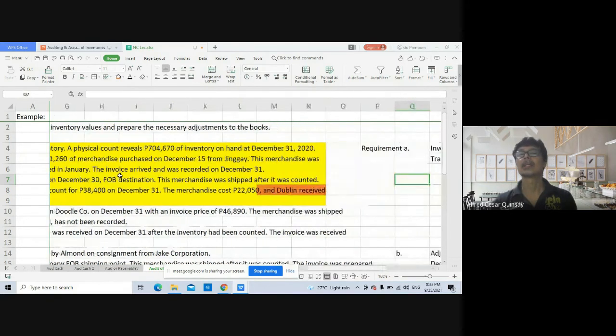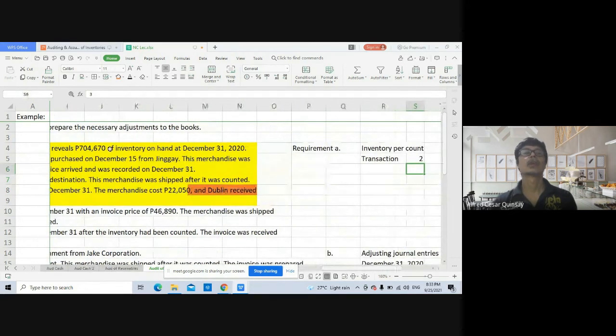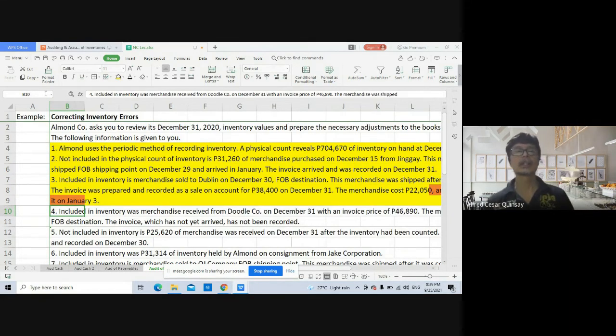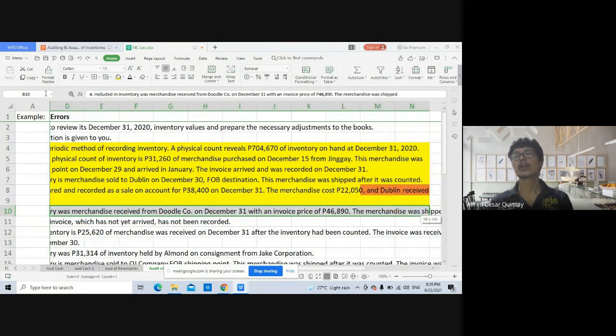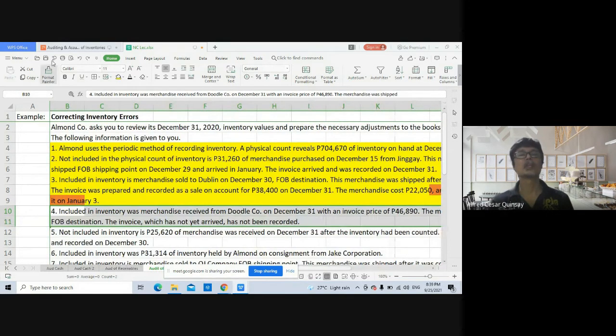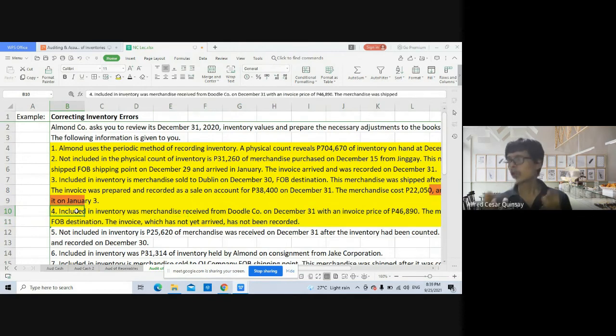So what do we put here? Transaction number 3, none. Blank. Okay, so let's take up number 4. It says here, included in the inventory was merchandise received from Doodle on December 31 with an invoice price of 46,890. The merchandise was shipped FOB destination. The invoice, which has not yet arrived, has not been recorded. So let's take note of this.